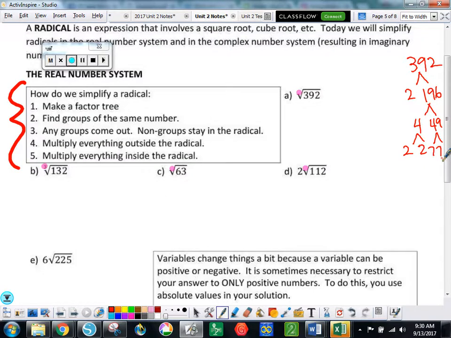Because the index is 2, we find groups of the same number. So I've got a group of 2 here, a group of 2 here, and then a loner here. Okay, is that all right? Now, how do you know what goes out of the radical, what stays in the radical?